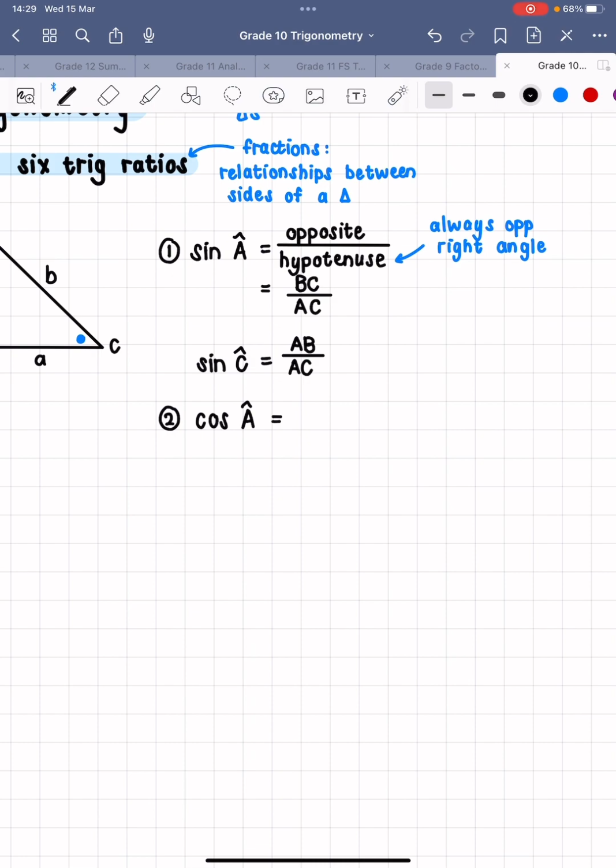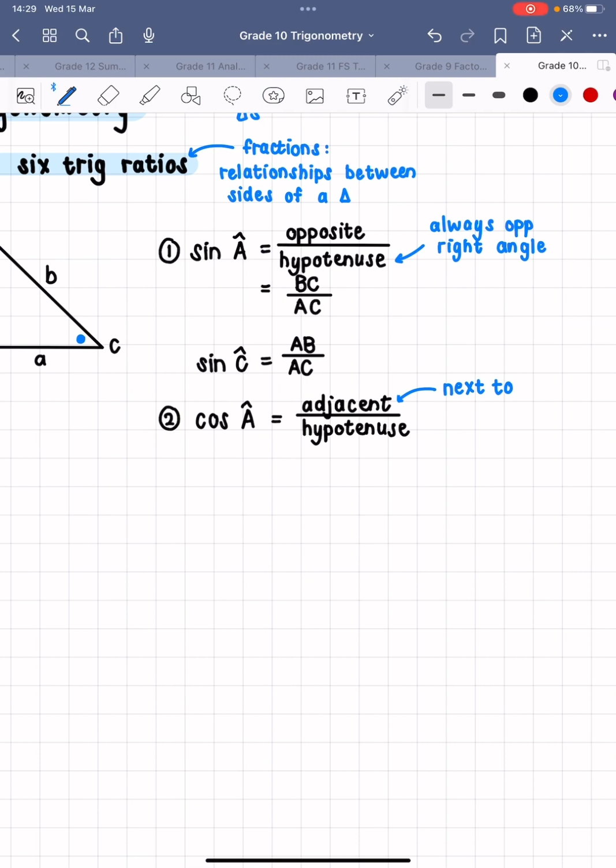Now cos, guys, the formula for cos is adjacent over hypotenuse. What does the word adjacent mean? Next to. So for this one, the side that we're going to put at the top of the fraction is always the side that is next to the angle. Right? But not the side that's the hypotenuse, guys. The hypotenuse is just hypotenuse. Okay, it's not anything else.